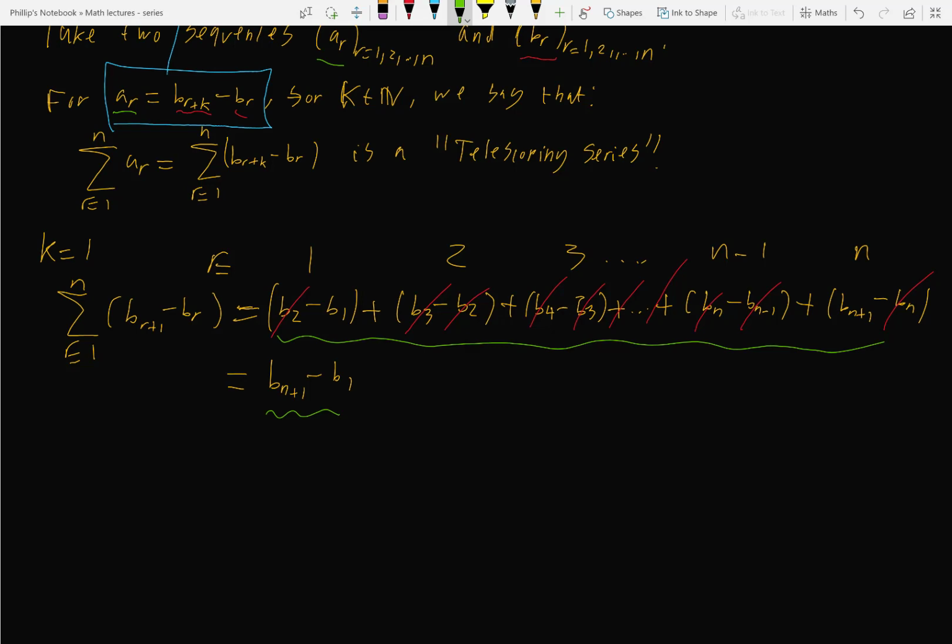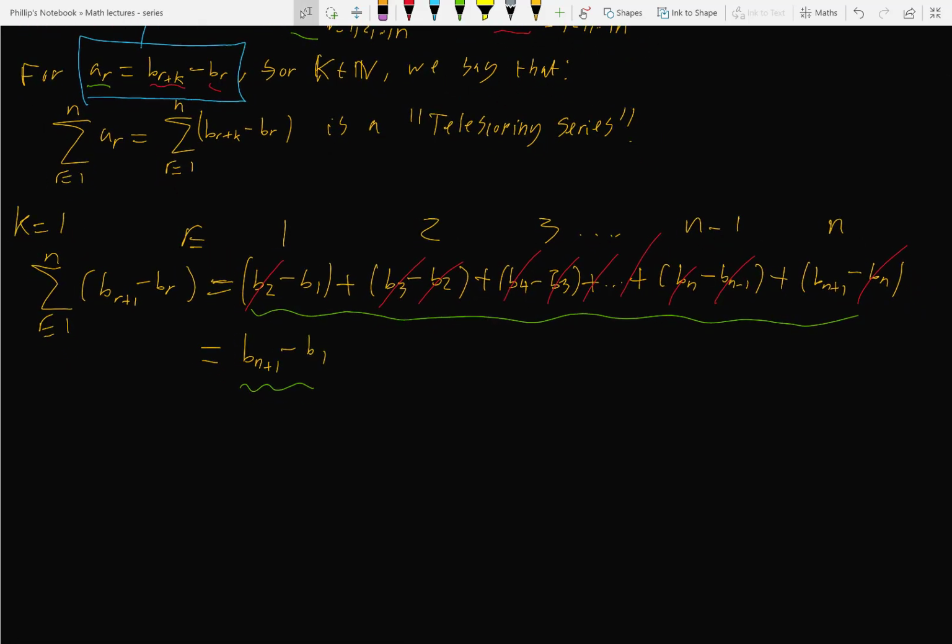So that's when k equals 1, that will be the value of the telescoping series when k is equal to 1. And you can kind of see why, because remember, this is also equal to the sum from r equals 1 to n of b r plus 1 minus the sum from r equals 1 to n of br. That's from the addition rule of finite series. We went through that in the first video. So we can now see from that why the above holds.